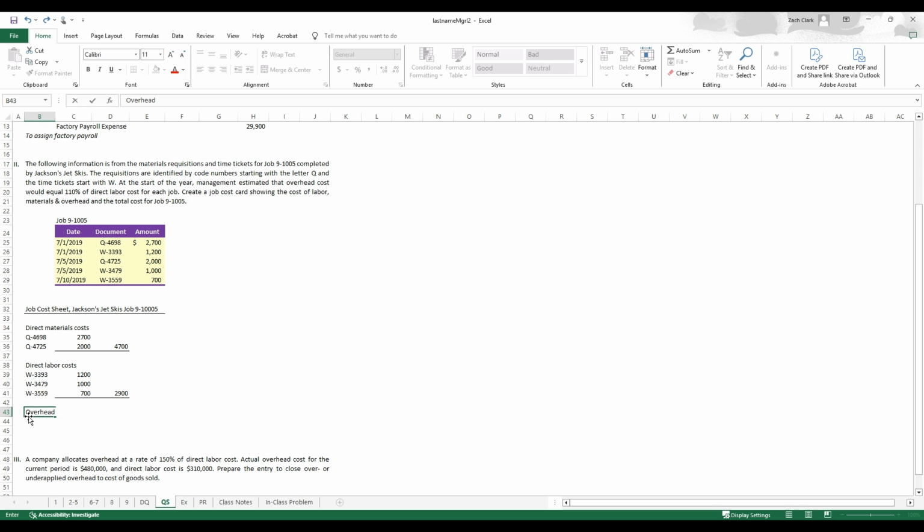And for overhead, it tells us 110% of direct labor. So we're going to go equals 110%. I'll just do 110% in my formula. You could also just do 1.1 as a decimal, and we'll multiply that by 2,900, and that gives us 3,190.